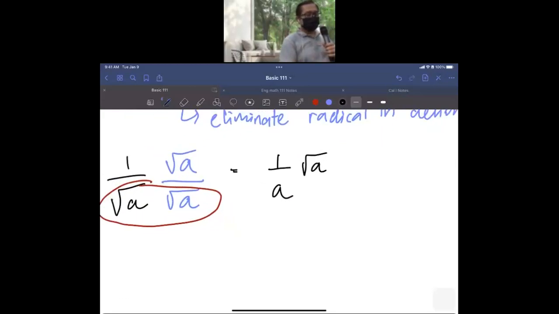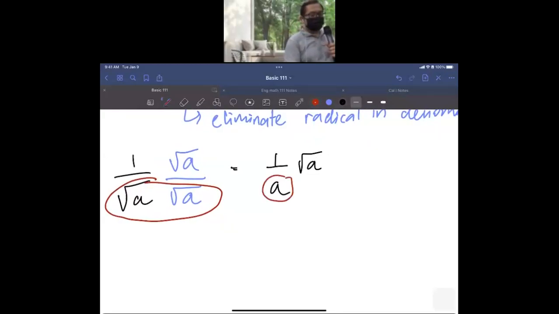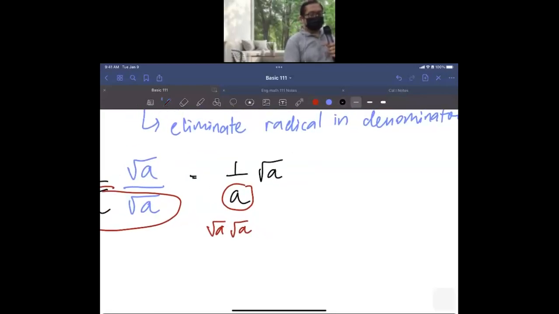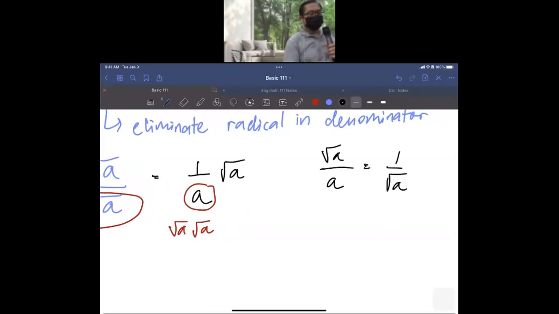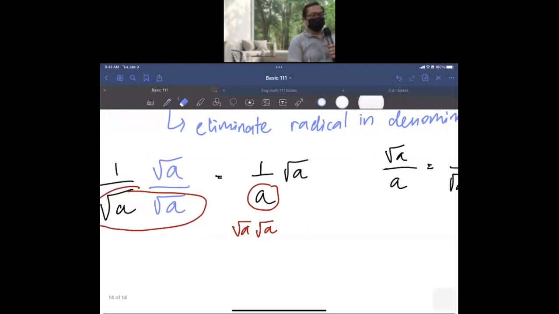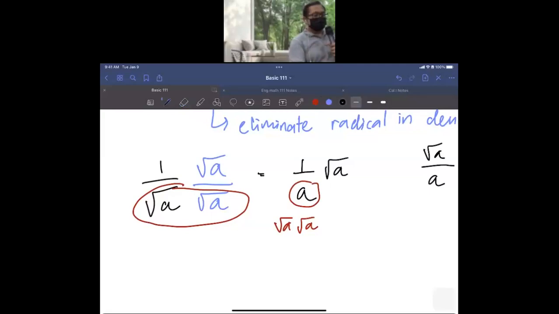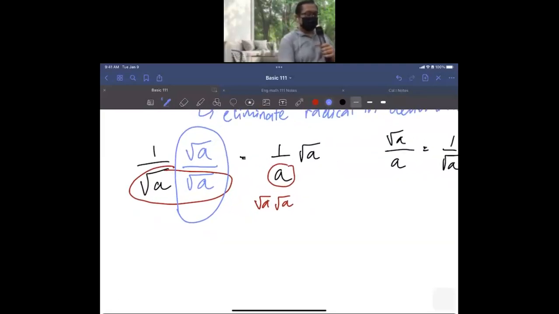But if we think about it, because a is square root a times square root a, you can think that if you have square root a on the top divided by a, it must be left 1 over square root a. So whenever you see square root of a in the denominator, you could directly go to 1 over a square root of a. That's, I think, quicker. But the principle is we are going to multiply this form with this. This is what we call the standard form.